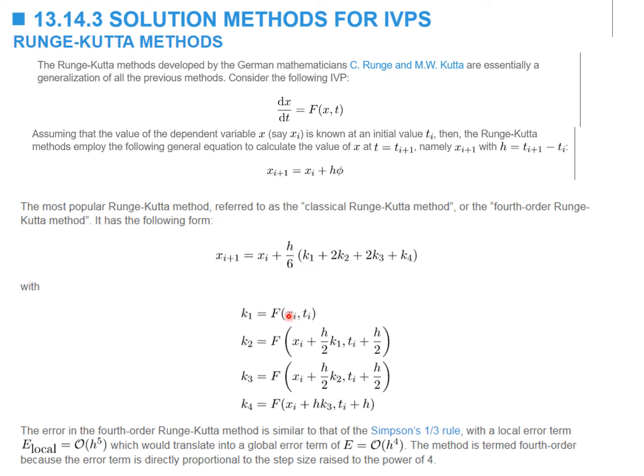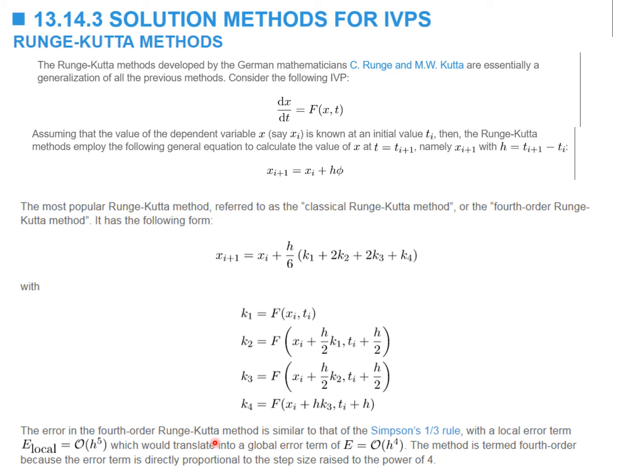k1 is the slope at the first point. k2 is the slope at the intermediate point, where the intermediate point is found using the first slope. k3 is the slope at the intermediate point, where the intermediate point is found using the slope k2. k4 is the slope at the end point, where the end point is found using the slope k3.